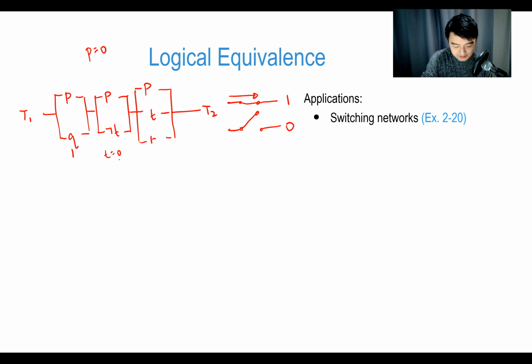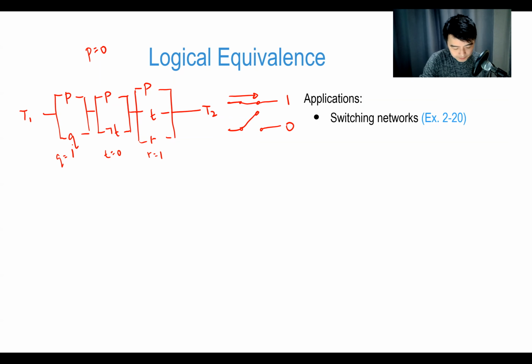Right? So if T is set to be 0, then that means this switch is actually on, and then I can make R equal to 1. So if I assign Q equal to 1, T equal to 0, and R equal to 1, once again, I can get from T1 over to T2 by walking over those corresponding switches. So I hope this application is clear.